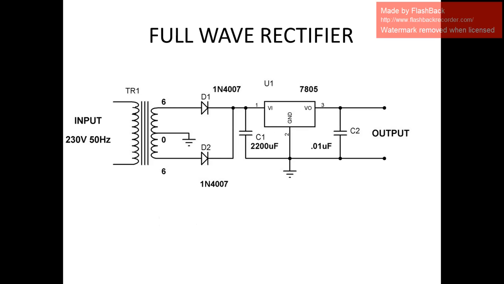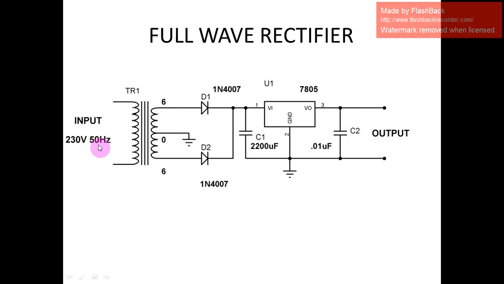The first one is the full wave rectifier. This is also one of the power supplies, but it is not used widely because there are some kinds of ripples. That is the major drawback in this kind of rectifier. But anyway, we will discuss the full wave bridge rectifier as the input is specified here.